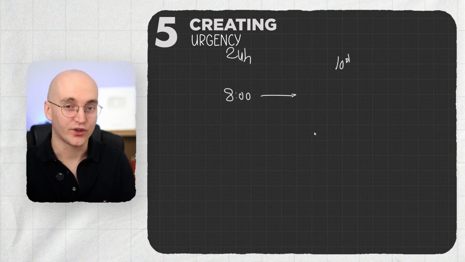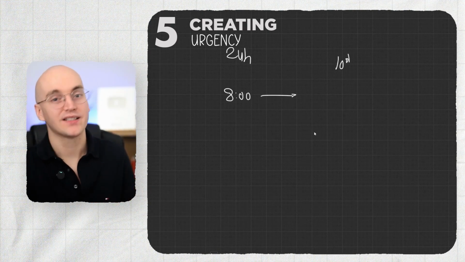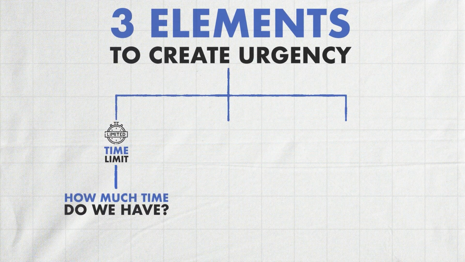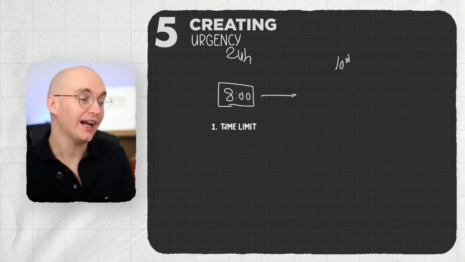So in order to create a sense of urgency, there's 3 elements that need to be present for the viewer to really feel the sense of urgency. So the first one is a time limit. If we do not have a time limit, then it's very difficult to create a sense of urgency. It can be 8 minutes, but it doesn't have to be that one.